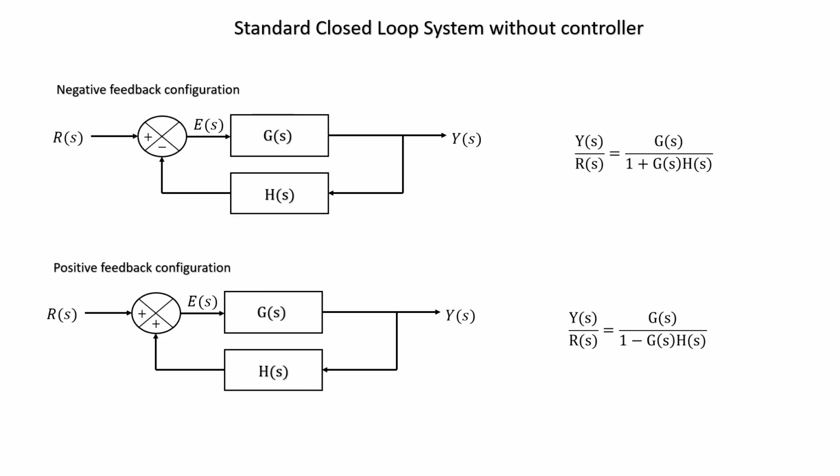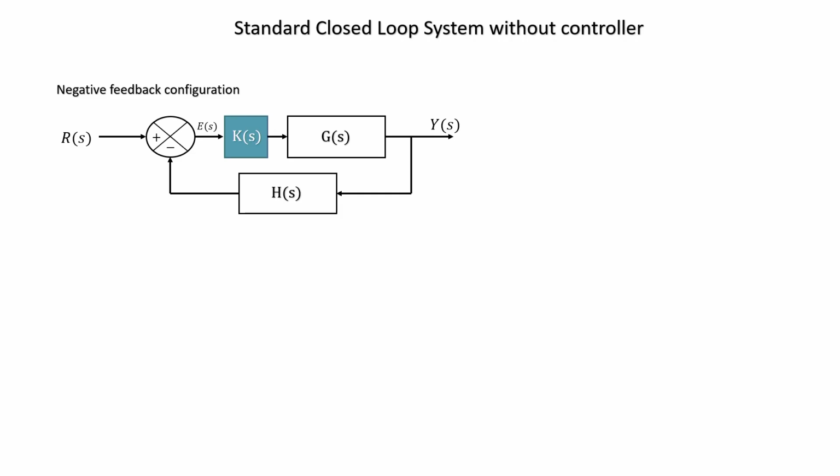So, as a whole, for a negative feedback configuration, the overall transfer function of this closed loop system, that means Ys by Rs, is nothing but G by 1 plus Gh, and for the positive feedback configuration, the overall transfer function is G by 1 minus Gh. Okay. Now, I bring in the controller.